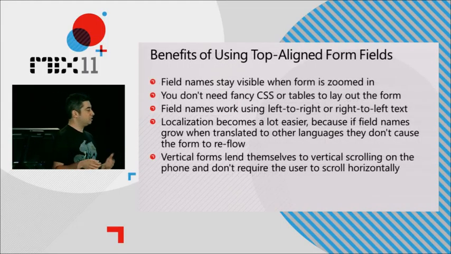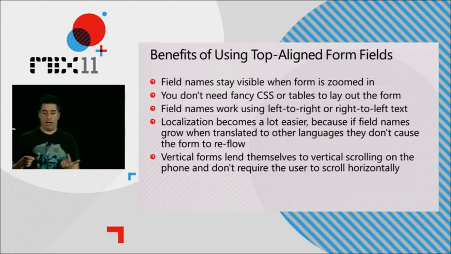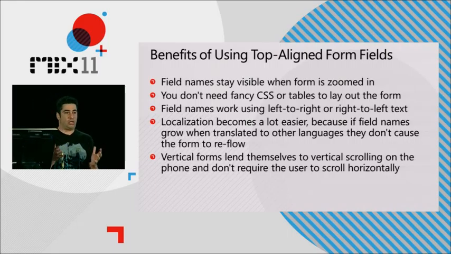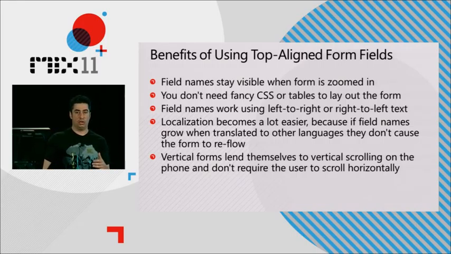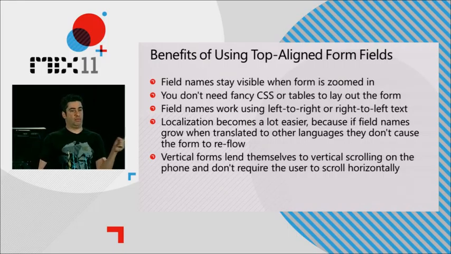The nice thing about this is not just that they stay visible, but you don't need fancy layout code to make things look great, right? So you've optimized for vertical scrolling. The user doesn't have to scroll or pan around. You don't have to have any complex layout code. It works whether you're going from left to right or right to left text in other languages. So that's a nice localization feature.